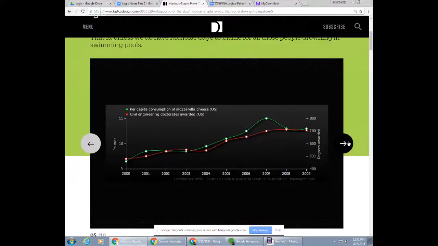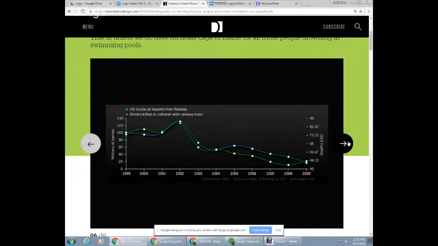Okay, so here's another one. Per capita consumption of mozzarella cheese has been on the rise, and the awarding of civil engineering doctorates has also been on the rise. So clearly the more mozzarella cheese we eat, the more engineers we produce. Oh, wow. Okay, craziness, huh? Mozzarella cheese is the reason for global warming. Well, I guess I'm causing global warming.